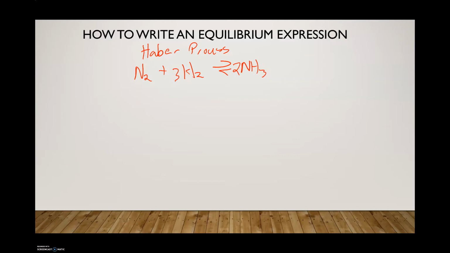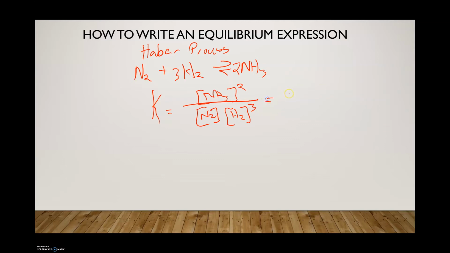So the way we would write this equilibrium expression would be, big K is equal to the concentration of NH3 squared divided by N2 divided by H2 to the third power. And that's all we would do to write the equilibrium expression, is you just set it up in that manner.